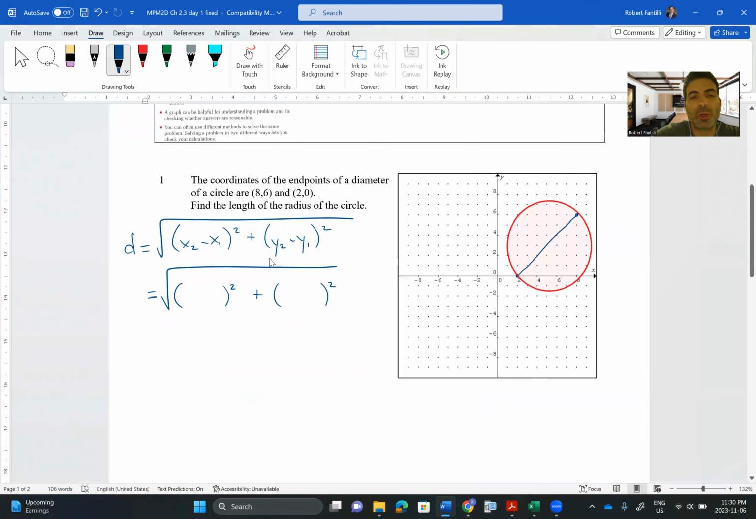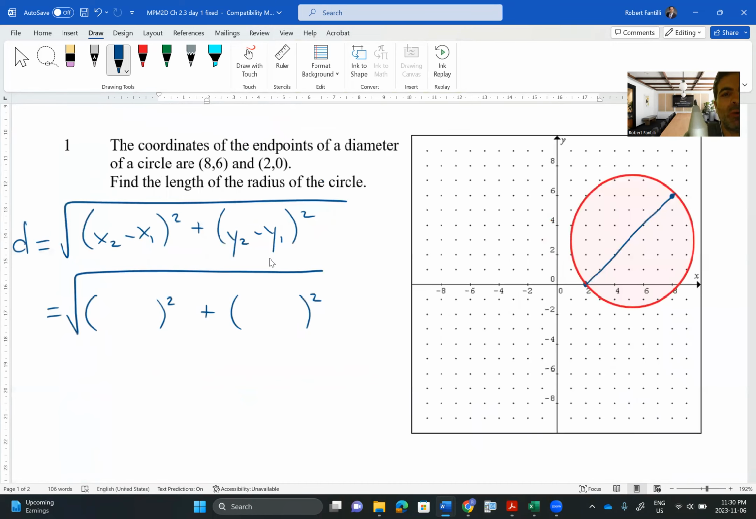The first question: the coordinates of the endpoints of a diameter of a circle are (8, 6) and (2, 0). So I went ahead and drew a circle and showed that the endpoints of the diameter both fall on the circumference of that circle. It says find the length of the radius. Well, I drew the diameter. We know the radius is half the diameter. But let's go ahead and plug in what we know right now.